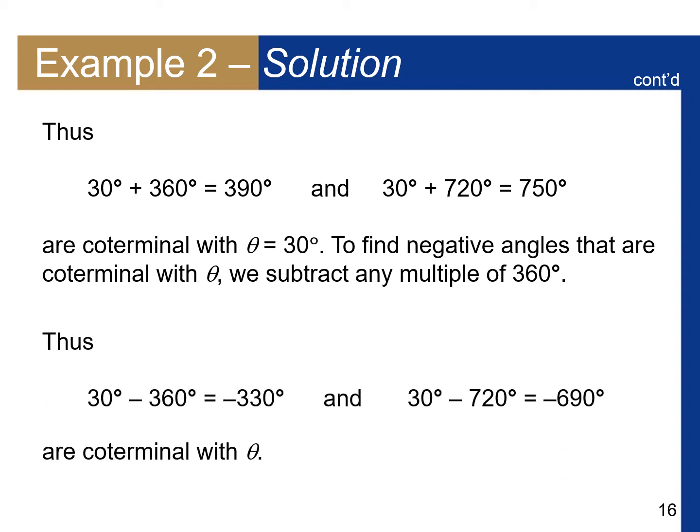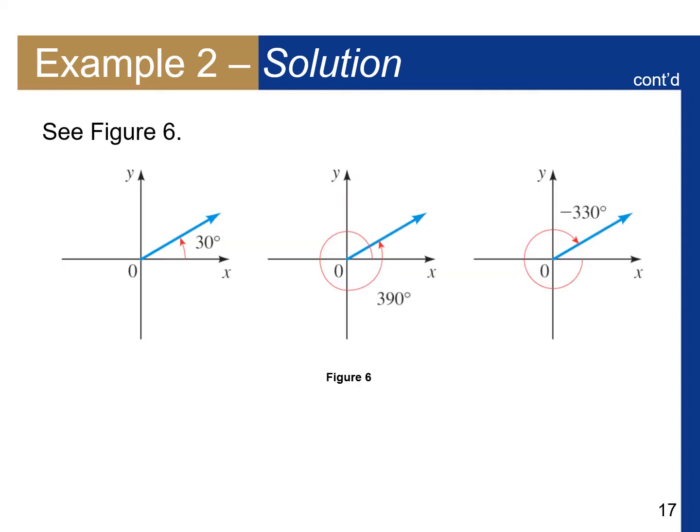You could also go backwards, so I could subtract 360 degrees or subtract 720, so those are coterminal with theta. So again, taking a look at figure 6, you can see here we have, maybe we will start at the positive x-axis and go 360 degrees and then 30 more. Or maybe we'll start at the positive x-axis and then go backwards 330 degrees. All of these end up being in the same location.